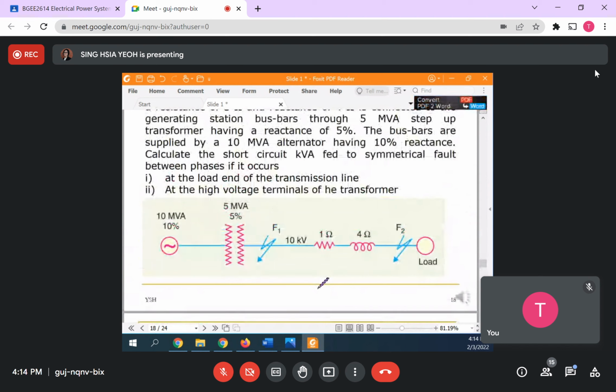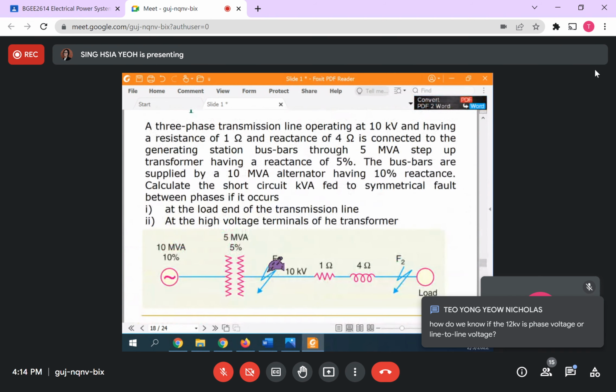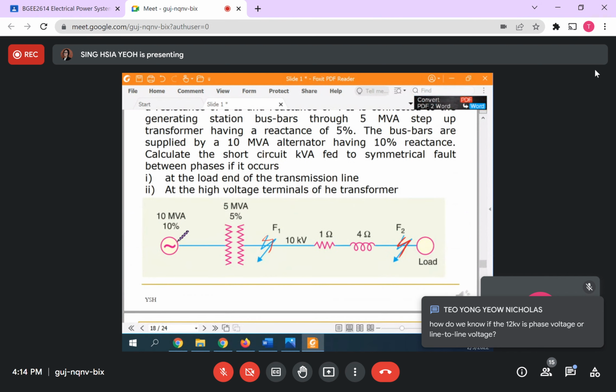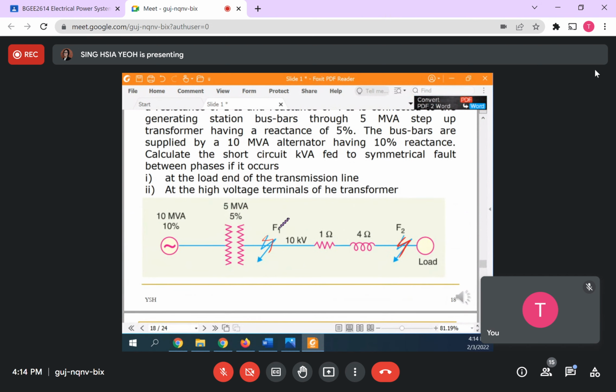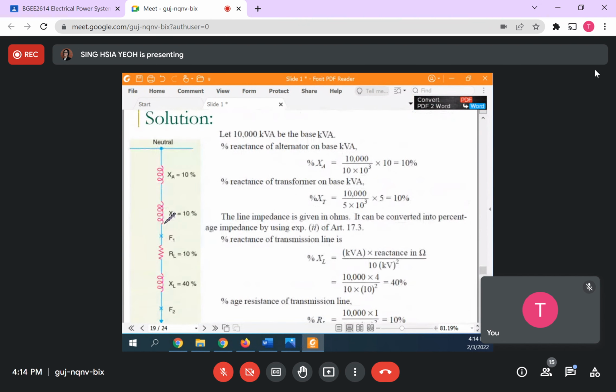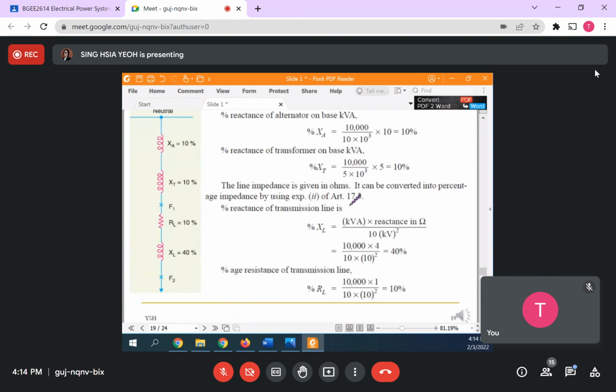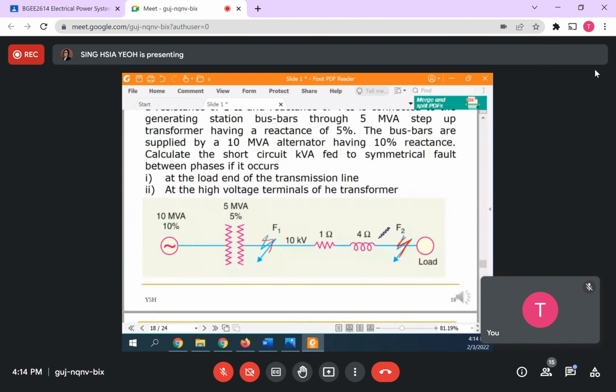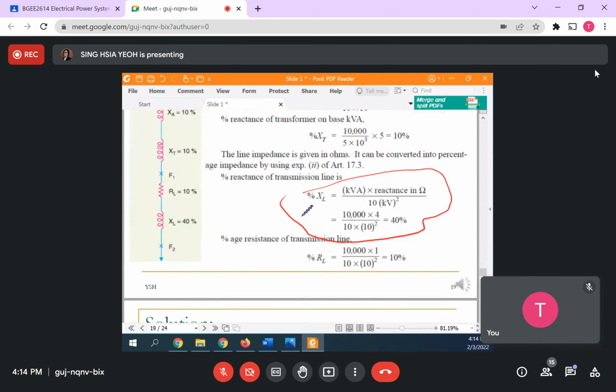Another question is an example over here. One fault, F1, will be here, and another fault will be here. If the fault is here, you need to cut and add only this one plus this one. If the fault is here, everything is added together. For the fault at F1, this one is a bit special. You need to use this reactance in ohms formula. Why? Because this one they give you as %, but this one is 1 ohm, and this is 4 ohm. If it is in ohms, then you need to use this formula, where kVA means the S value.